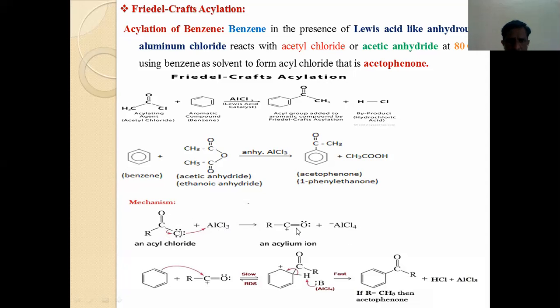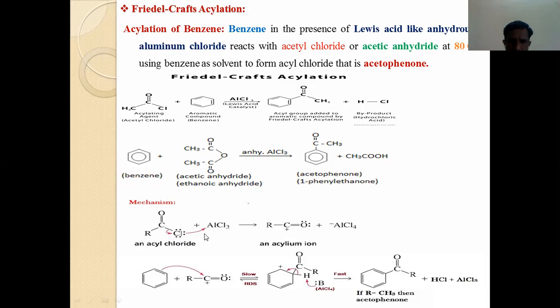R, C double bond O with a positive charge. Now this carbon is positively charged, meaning it is the electrophile. Just as we are studying, which type of reaction are we going to discuss? Electrophilic substitution. So in each and every case, remember one thing: the first step is generation of the electrophile. In this case also, acyl chloride reacted with the catalyst aluminum chloride to form the electrophile, that is, the acylium ion, with a positive charge.